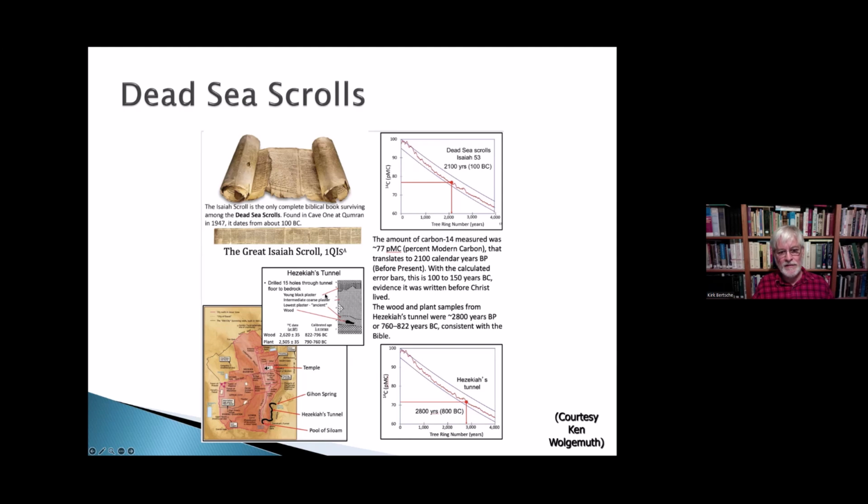Ken's also got an interesting thing here about Hezekiah's tunnel. That's a tunnel that was made by King Hezekiah. In First Kings, Second Kings, it talks about how he built this tunnel. The tunnel has been dated, and it comes out right about when it should be, right around Hezekiah's reign.